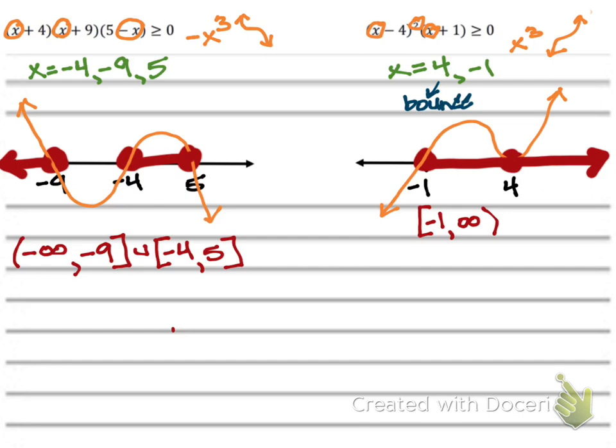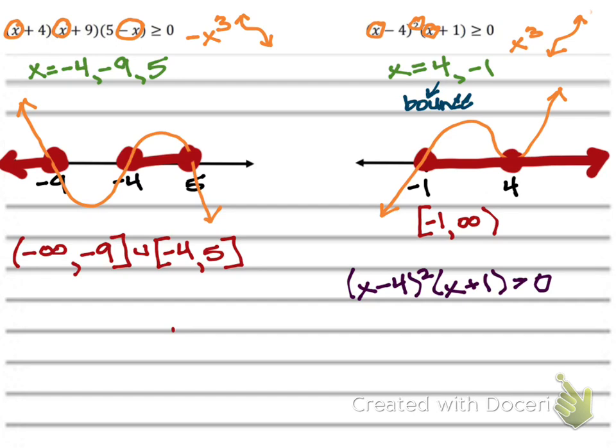Now, if this problem had been x minus 4 squared times x plus 1, and I just want to make it greater than 0, the difference there is that would mean the negative 1 and the 4 were not included, correct? That would be the difference between what we did and what I wrote. It's the same problem. I just said greater than instead of greater than or equal to.